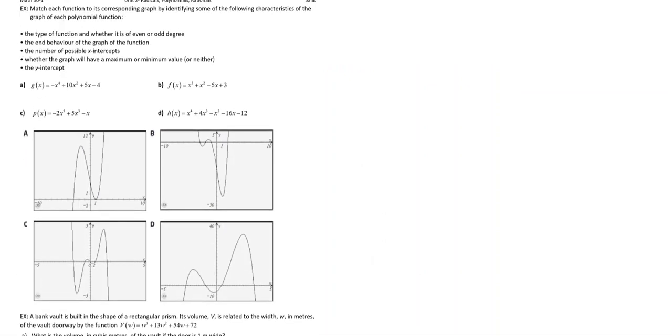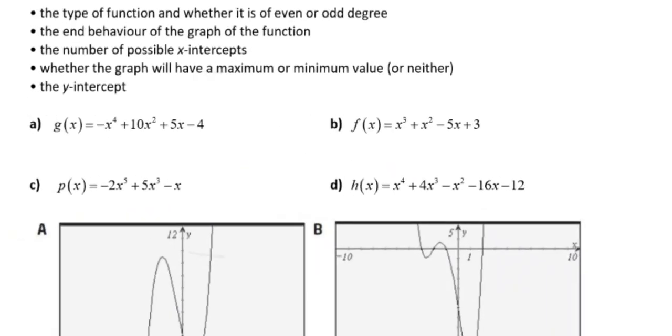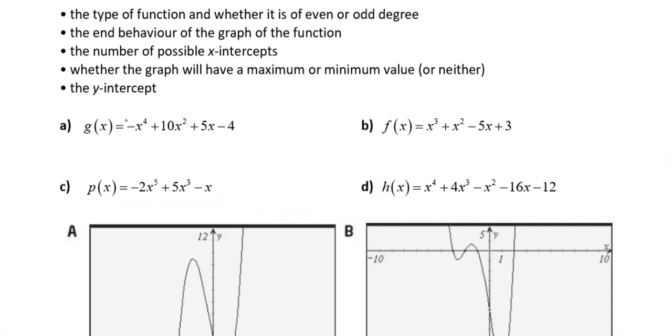All right, so let's do this one quickly. Let's just match these graphs up. It says the type of function, whether it's even or odd degree, the end behavior of the graph, and the number of possible x-intercepts. Okay, so looking at the negative out front on this guy, what do we know about our graph?